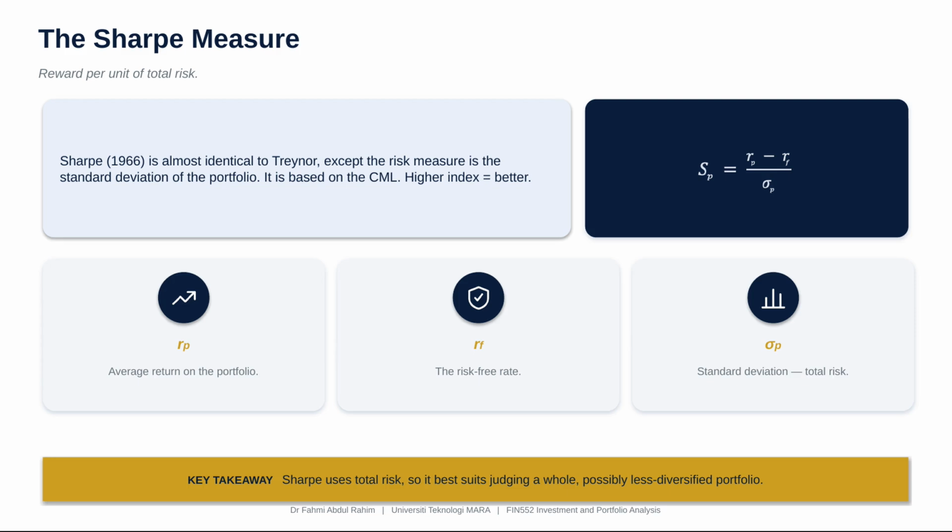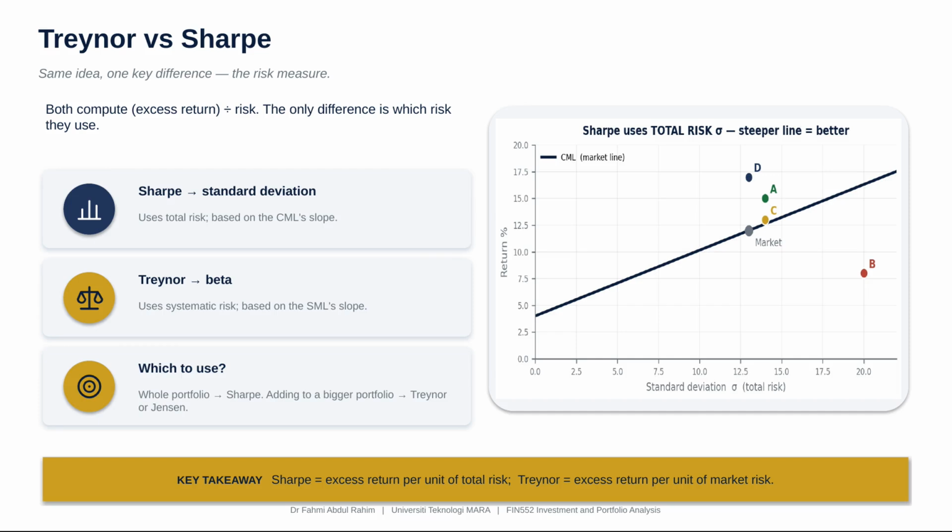So the takeaway: Sharpe uses total risk and therefore best suits judging a whole standalone portfolio that may not be perfectly diversified. Let me make the Treynor versus Sharpe distinction crystal clear on the next slide. Students often confuse Treynor and Sharpe, so let us settle it once and for all.